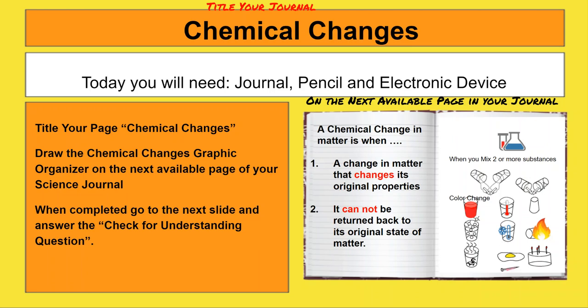Okay, let's go on the harder side. When you mix two or more substances together and it makes a whole new different substance, we call that a substrate. That is evidence of a chemical change.